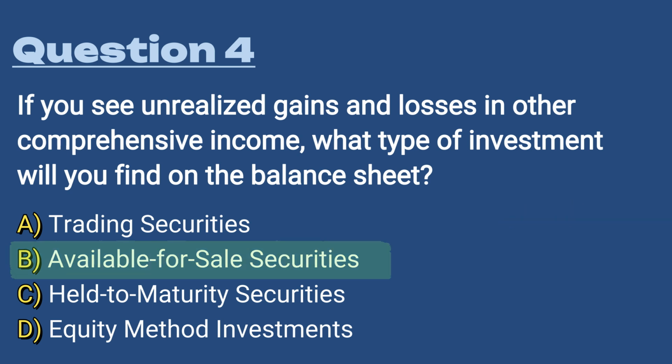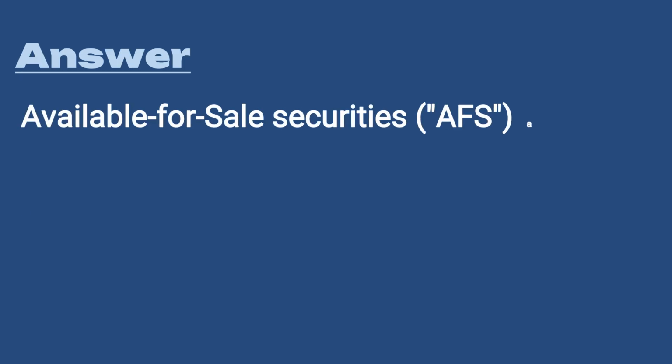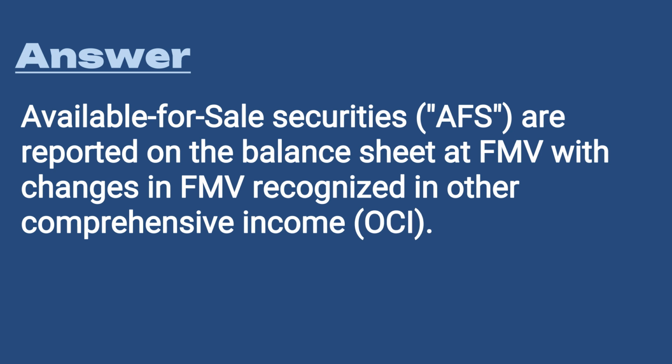The answer is B, available for sale securities. Available for sale securities are reported on the balance sheet at fair market value, with changes in fair market value recognized in other comprehensive income. They're not recognized on the income statement like trading securities, and they're not held at cost like held to maturity securities.